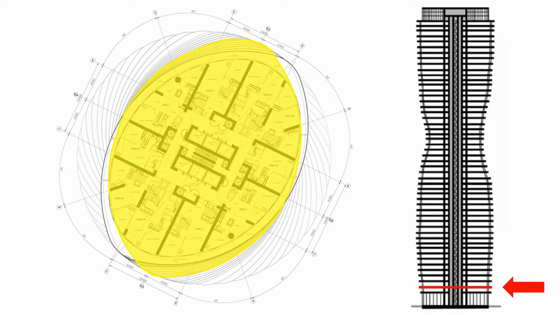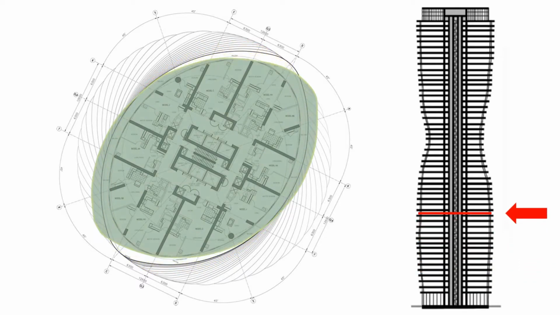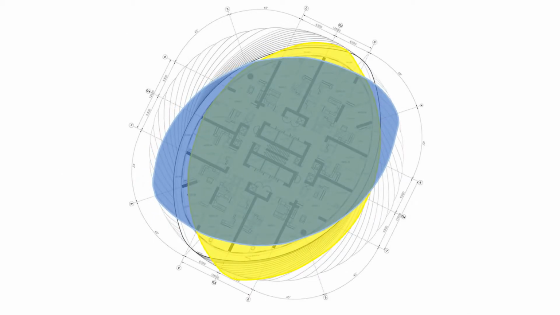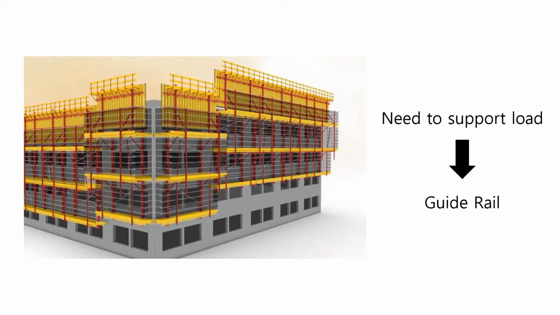Also, because slabs have different angles on all floors, there were parts where the machine could not move or the mold could not be supported during construction. That's why structural engineers needed guide rails so that they could move it at different angles, supporting the load on the machine or the mold.